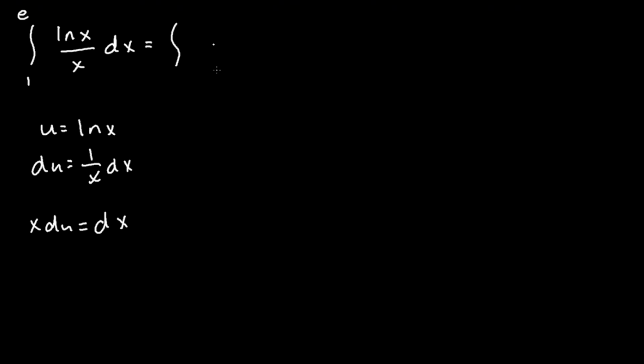So if we rewrite this integral, you get the new integral u over x times x du. The x values cancel out, and you get the new integral u du.